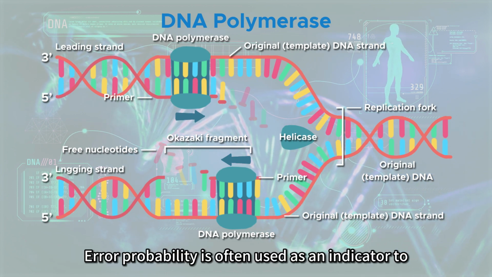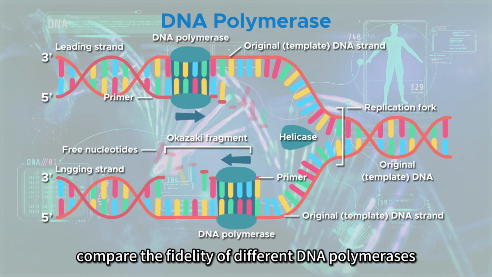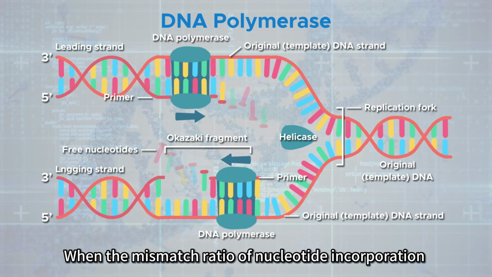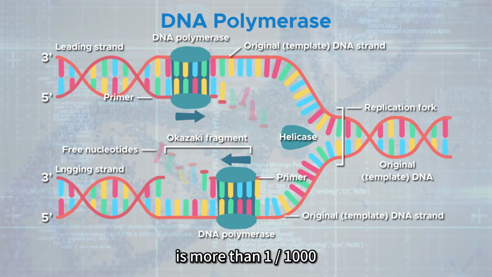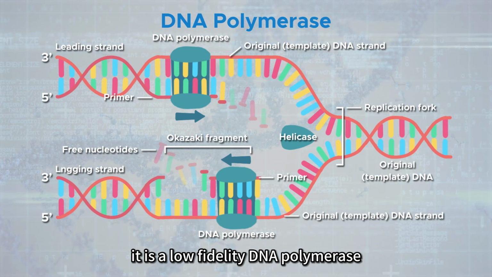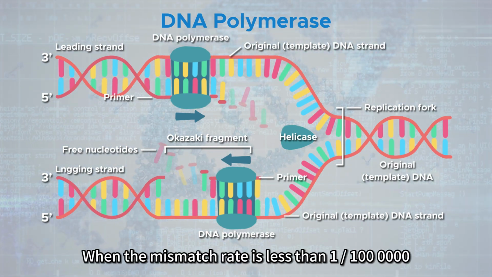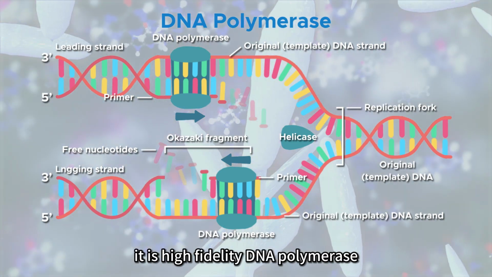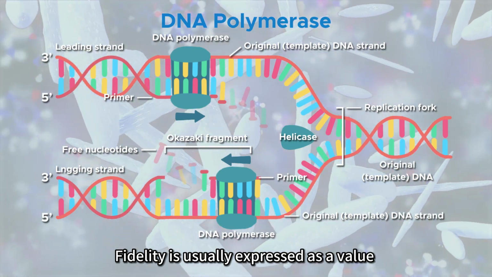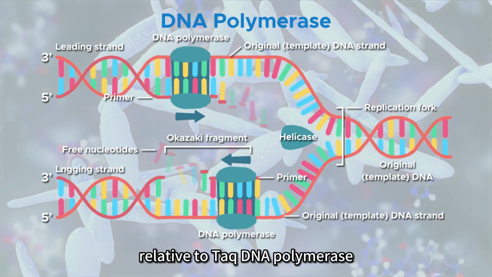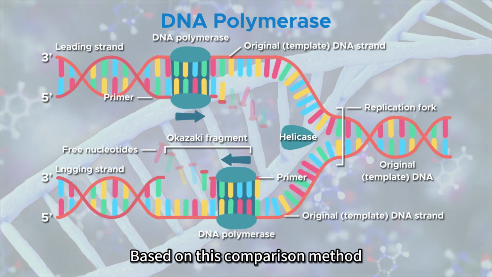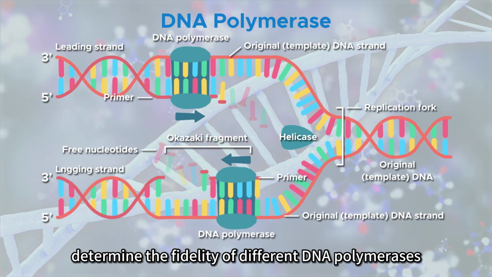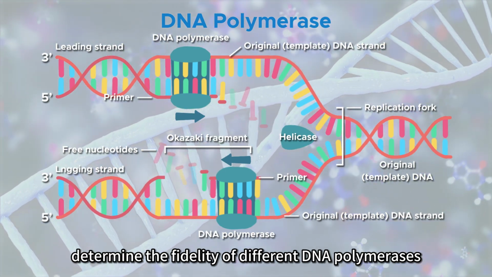Error probability is often used as an indicator to compare the fidelity of different DNA polymerases. When the mismatch ratio of nucleotide incorporation is more than 1 out of 1,000, it is a low-fidelity DNA polymerase. When the mismatch rate is less than 1 out of 1 million, it is a high-fidelity DNA polymerase. Fidelity is usually expressed as a value relative to Taq DNA polymerase. Based on this comparison method, second-generation sequencing can be used to determine the fidelity of different DNA polymerases.